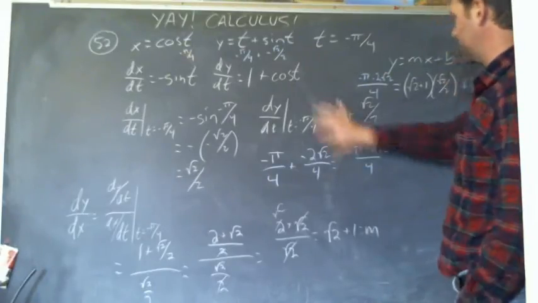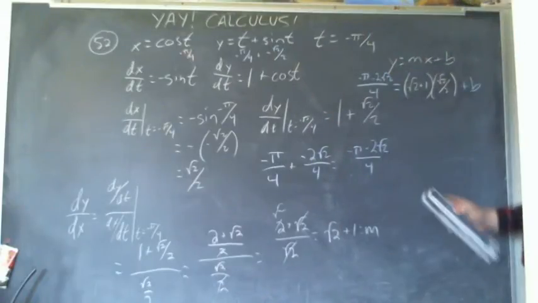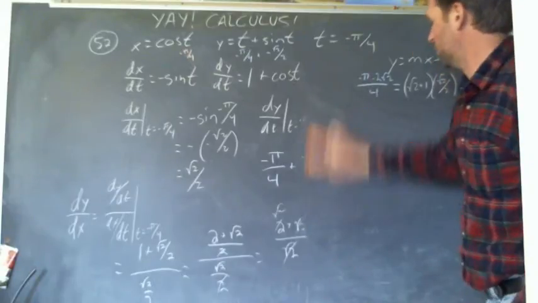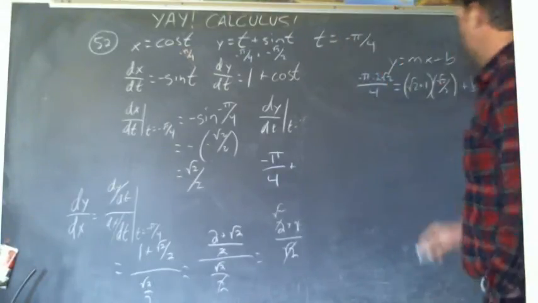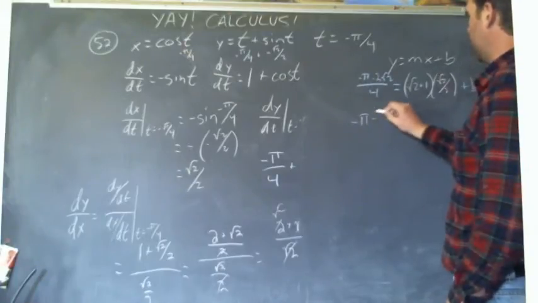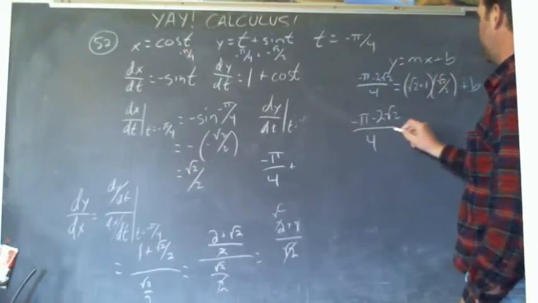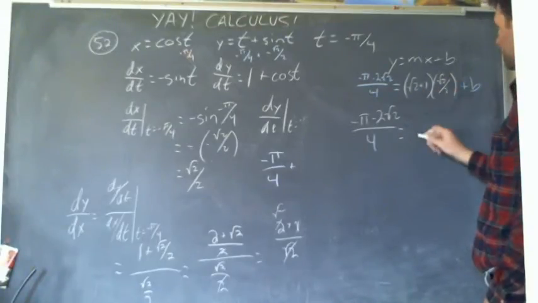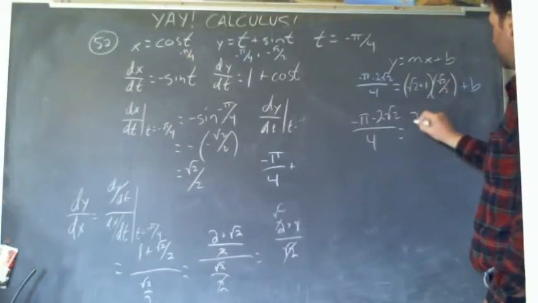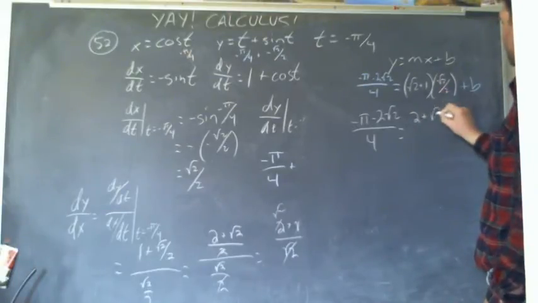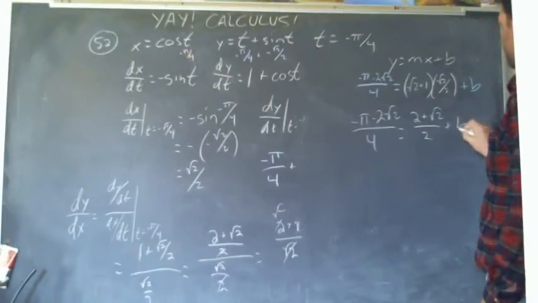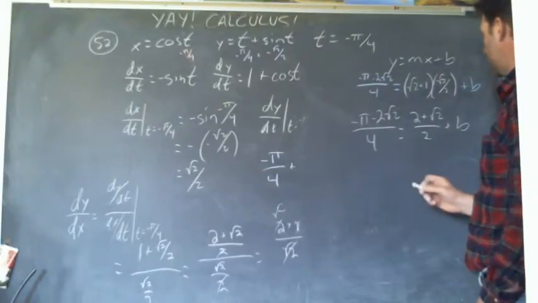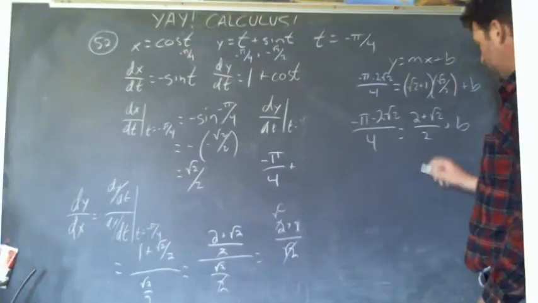So we're going to erase some of this so we have a little bit of room. So that's negative pi minus 2 radical 2 all over 4 equal to, multiplying these out, I'm going to distribute this radical 2 over here. So it'll be radical 2 times radical 2 is 2. Radical 2 times 1 is radical 2, all over 2 plus b. I want to subtract this from both sides. We're going to change this. I want this over 4. So that's going to be 4.